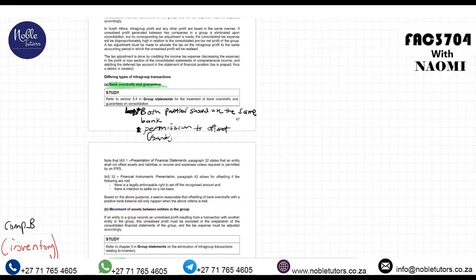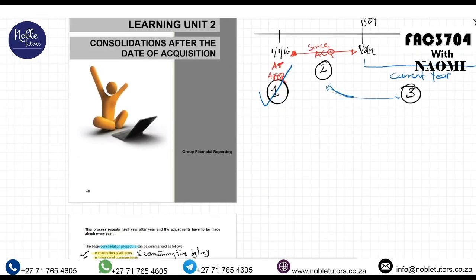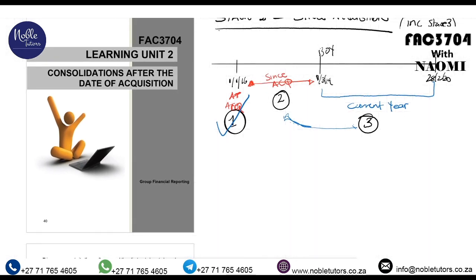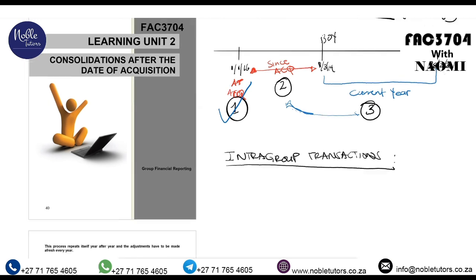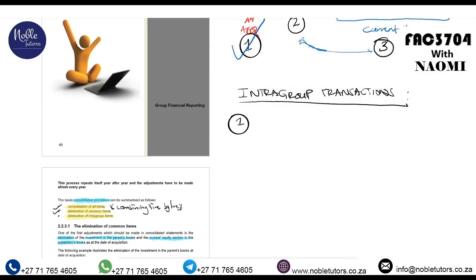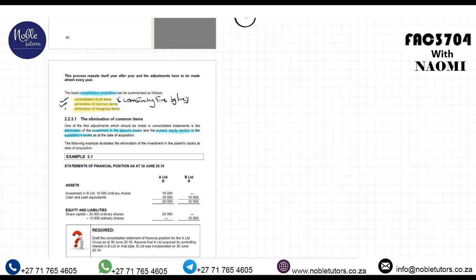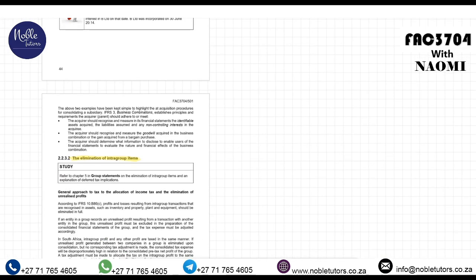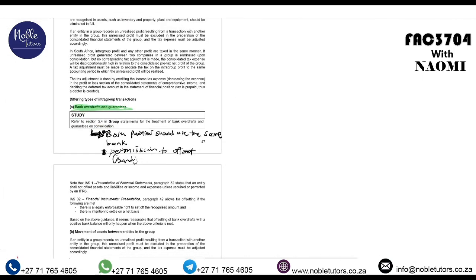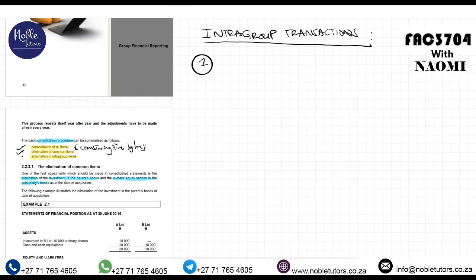Okay, before we continue, I just want to go up and list the intra-group transactions that we're talking about today. So far, the intra-group transactions: the first one was the bank balance and or guarantees. All right, bank overdraft or guarantees.